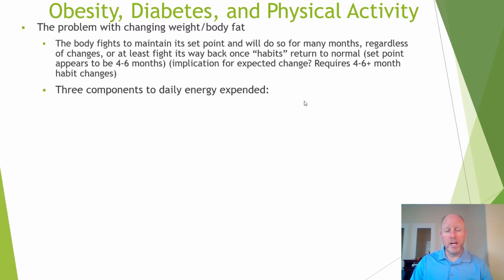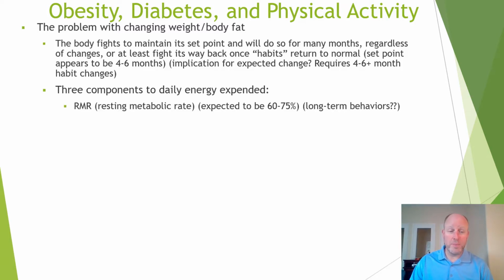That said, something that can help us with understanding what's going on metabolically: there are three components to daily energy expended. There's resting metabolic rate, expected to be about 60 to 75% of your total metabolic rate. Long-term behaviors play a big role with this, from the standpoint of what you do consistently for a long period: how you eat, your lifestyle stress, how you exercise, how much sleep you get. Add those things up over months and months and years, and you come up with a totally different person. Your resting metabolic rate changes dramatically.